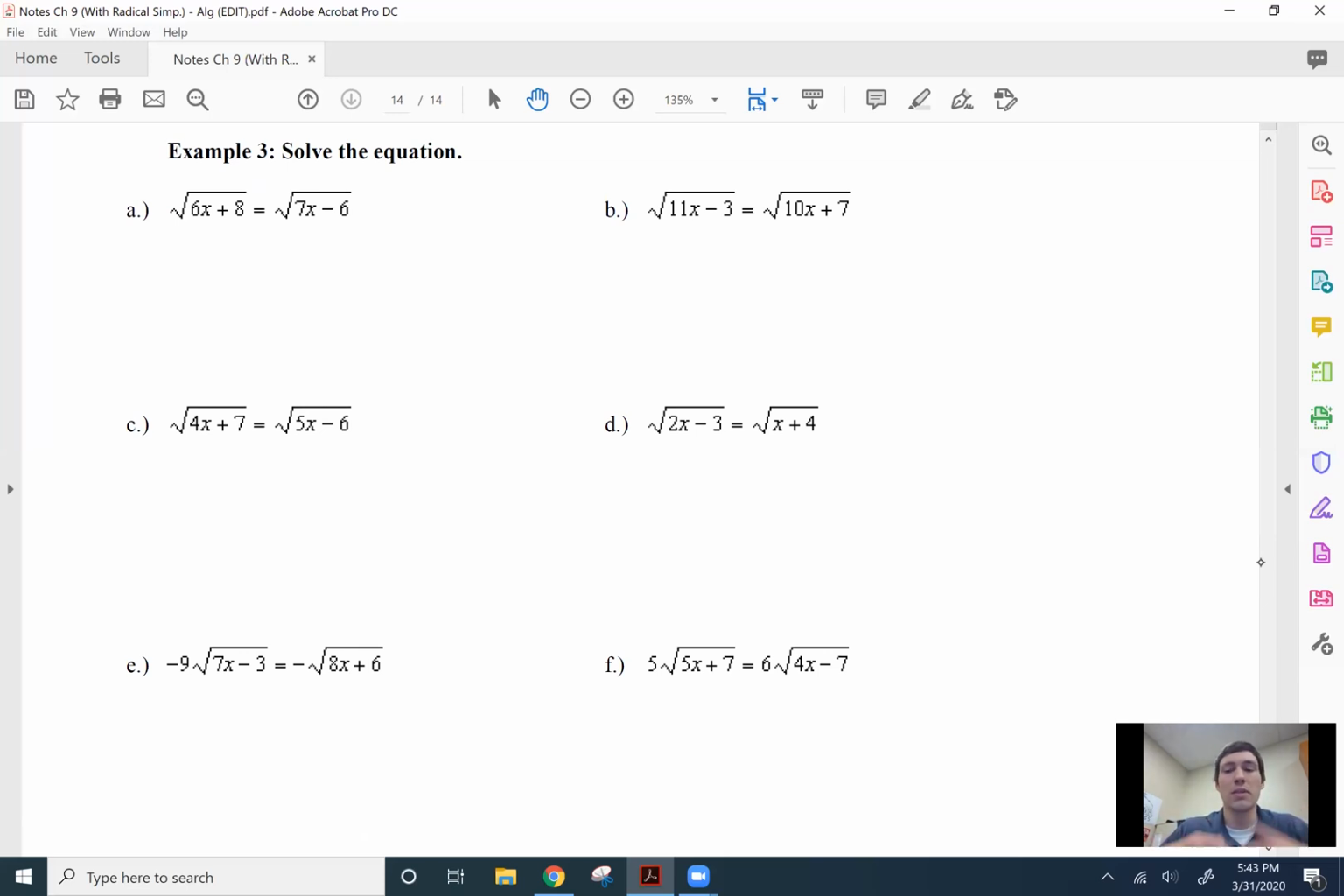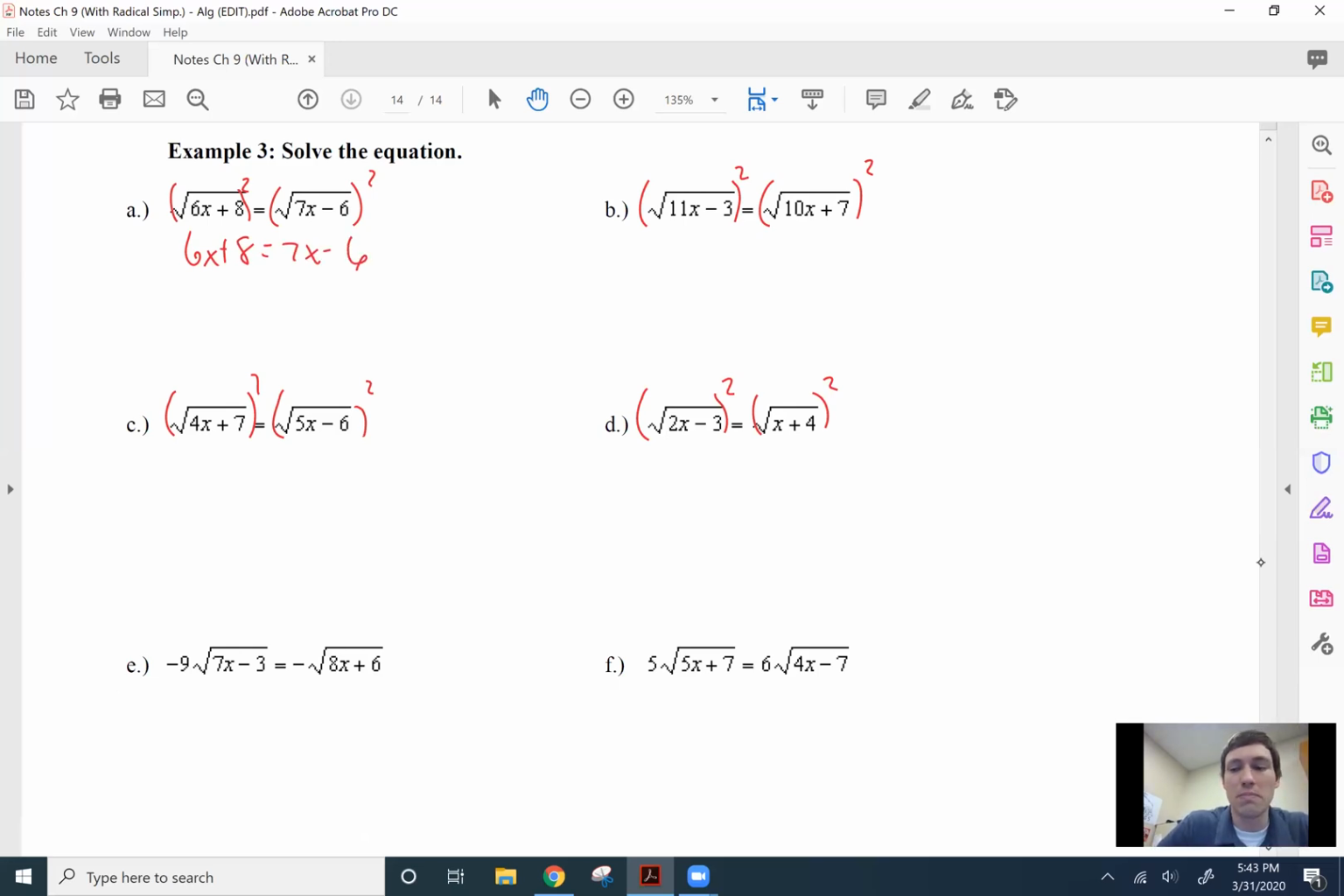Opposite of square rooting something is squaring. So in every case here, your first step is going to be to square it. And what you do to one side, remember you have to do to the other. So it's extremely convenient that both sides are just radicals. Now, I'll explain what we do when we get to E and F in a sec. So for here, all it is is 6x plus 8 equals 7x minus 6.